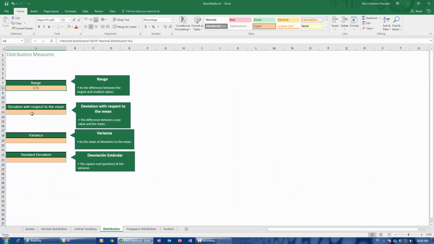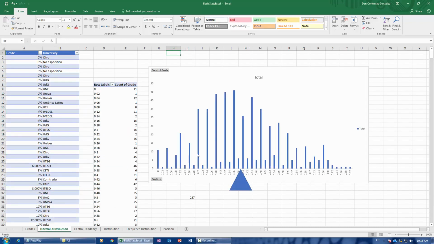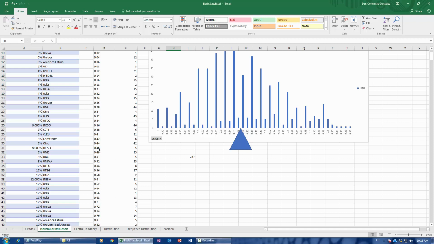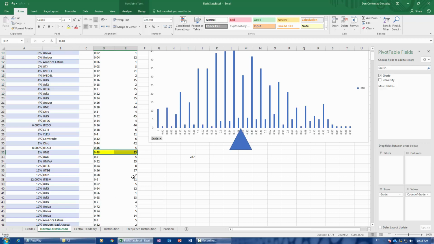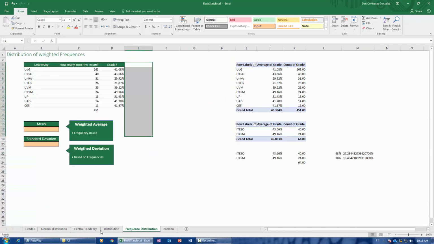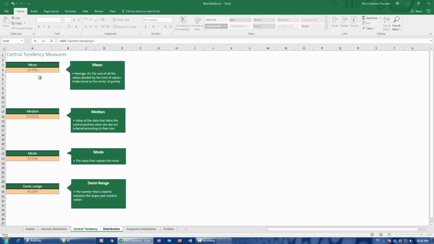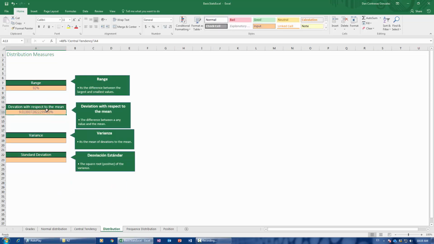Now, the deviation with respect to the mean. This is something interesting. It's the difference between any value and the mean. Now, the deviation with respect to the mean is not calculated for the entire data set. It's just, say, for example, and it's going to sound pretty stupid, we grab 48. So the deviation of the guys that got 48 with respect to the mean would be 48% minus the mean right here, and that is the deviation with respect to the mean.